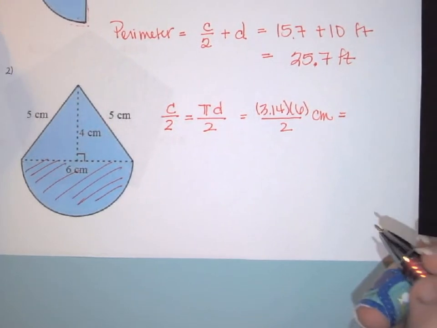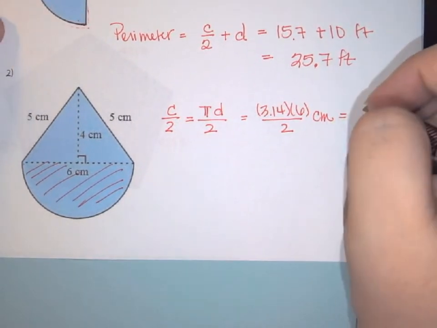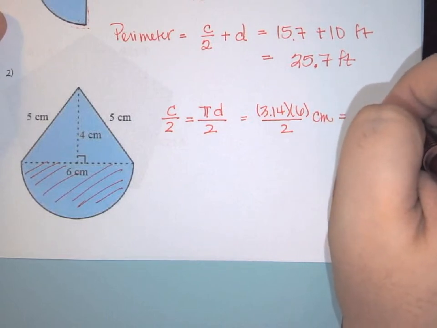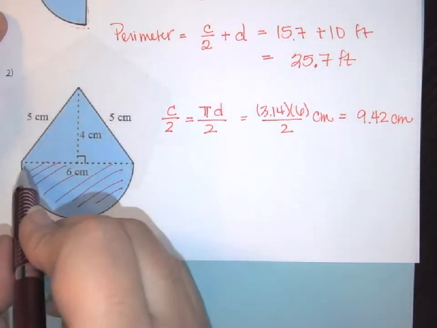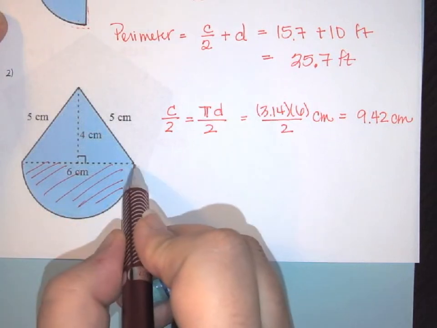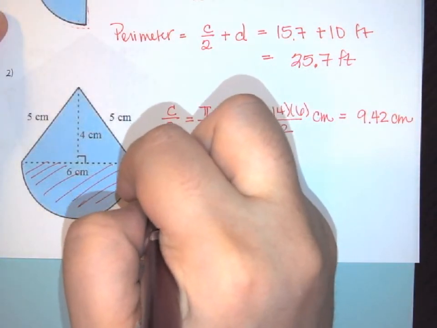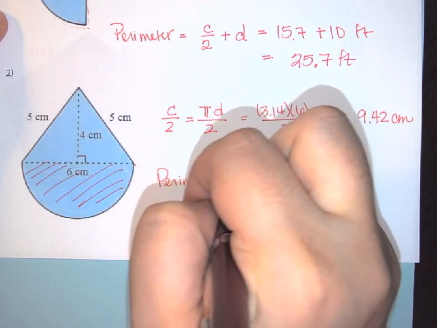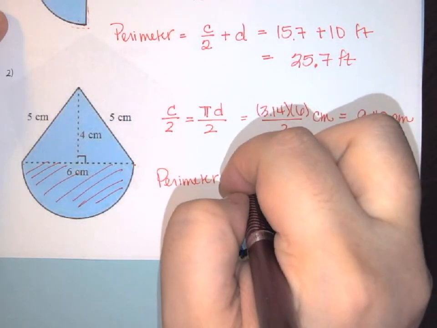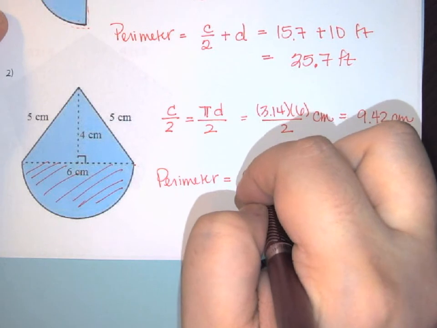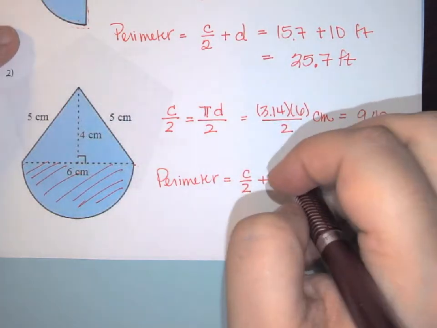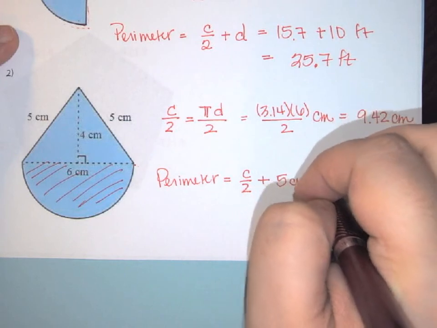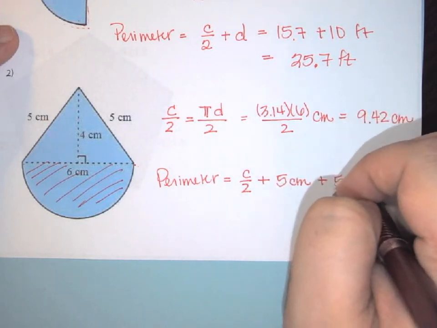So once you multiply all that together and divide, you end up with 9.42 centimeters. And remember, that is just simply the outer edge. So to find your perimeter means you have to take your circumference over 2, and then you're going to go plus your 5 centimeters plus the 5 centimeters.